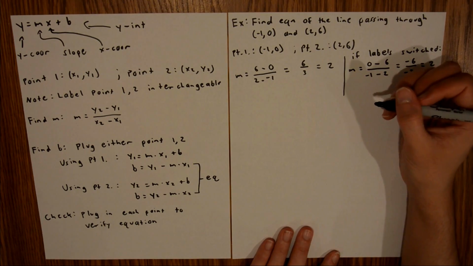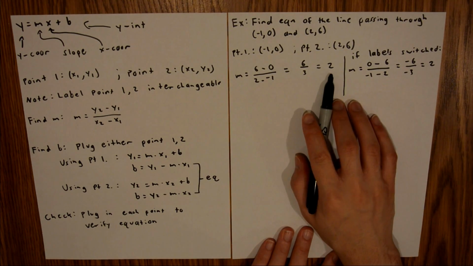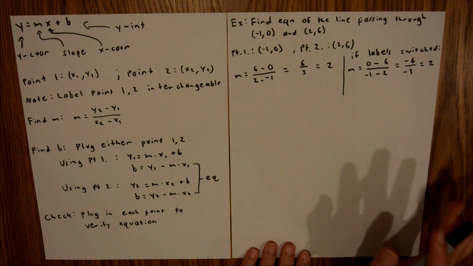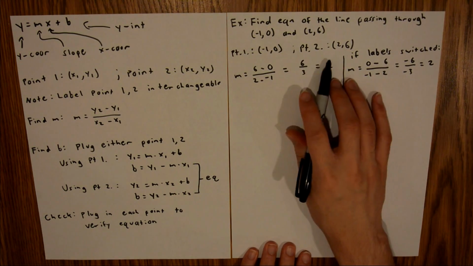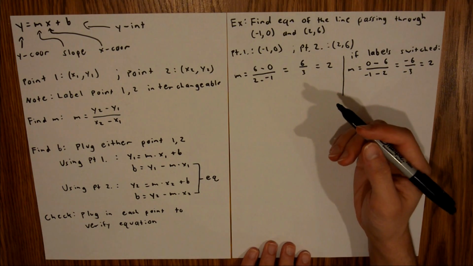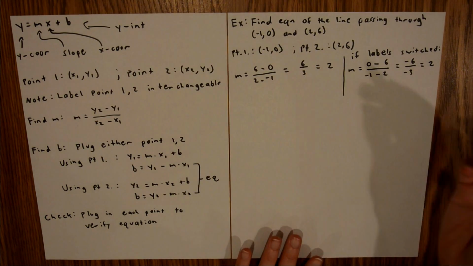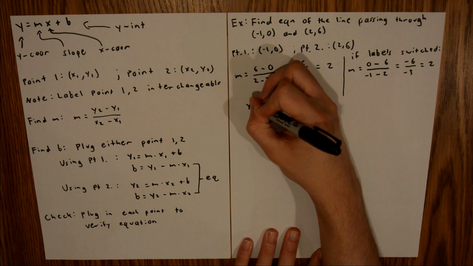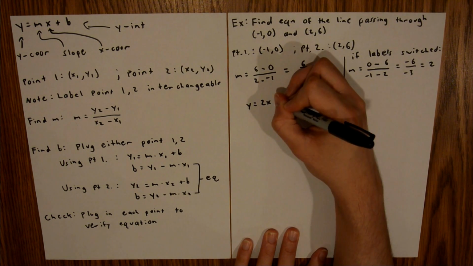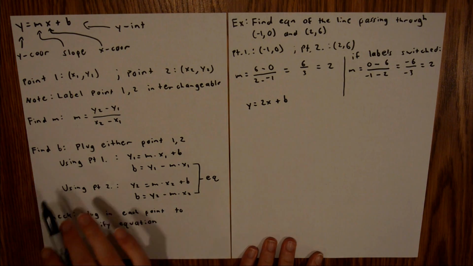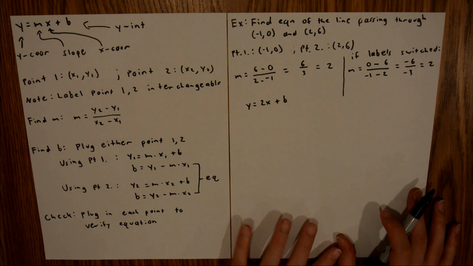So no matter which way I labeled my points, I got that the slope was equal to 2 in both cases, which shows that it does not matter how you label your points as long as you keep it consistent throughout the entire problem. And so now what we can actually do is plug our slope into our generic equation, and that'll leave us with y is equal to 2x plus b. And now in our step-by-step process, we can find our y-intercept.